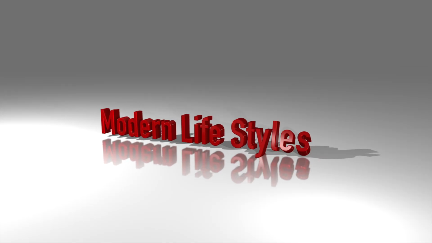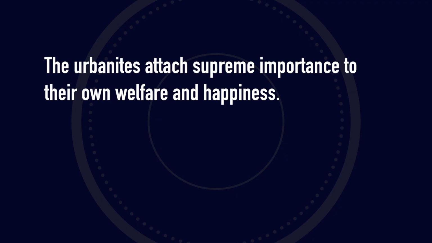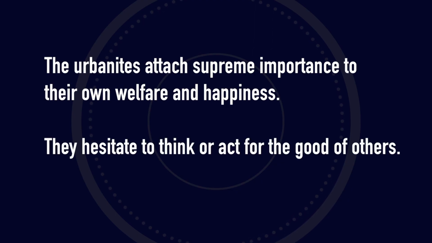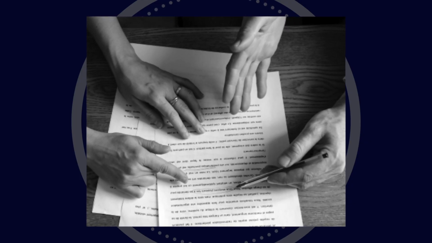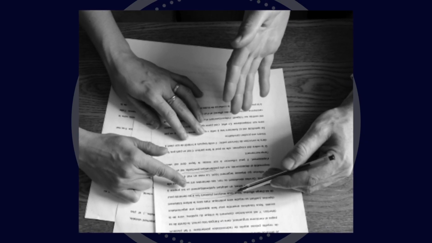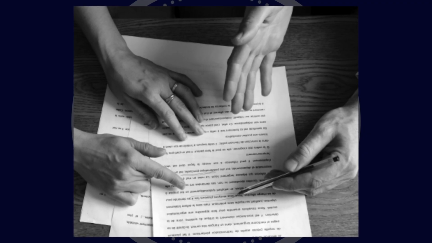Another major feature is a modern lifestyle. Modernity is a state of thought wherein people think rationally. That means urban people are inclined to use reason and argument. The urbanites attach supreme importance to their own welfare and happiness. They hesitate to think or act for the good of others. Therefore, their relationship with others is governed for the most part by the consideration of gain or loss. Relationship takes place on a contractual basis. Once the contract is over, human relationship automatically comes to an end.